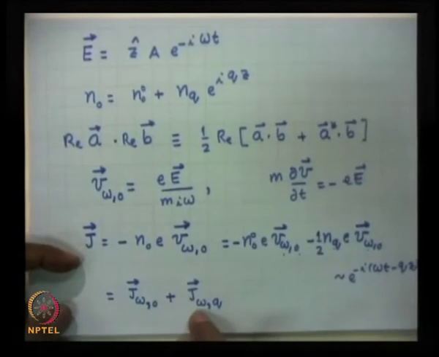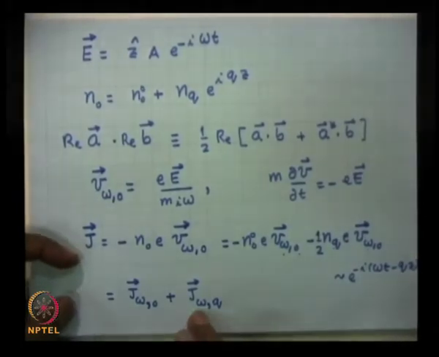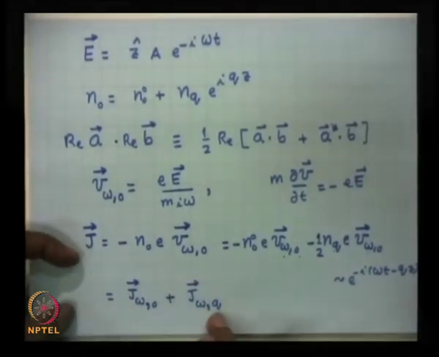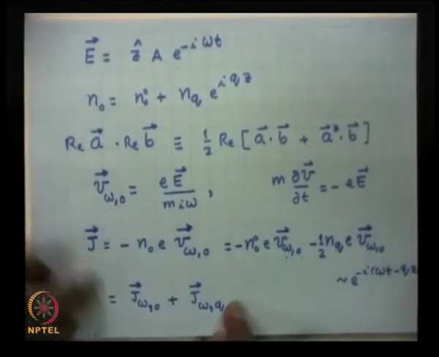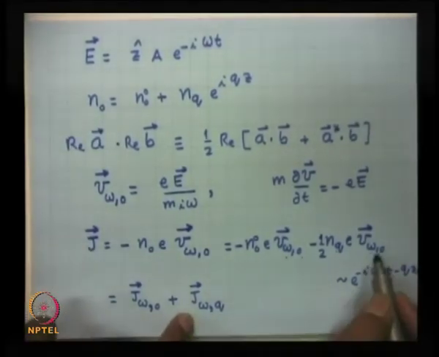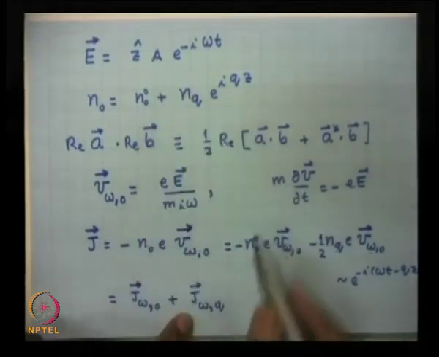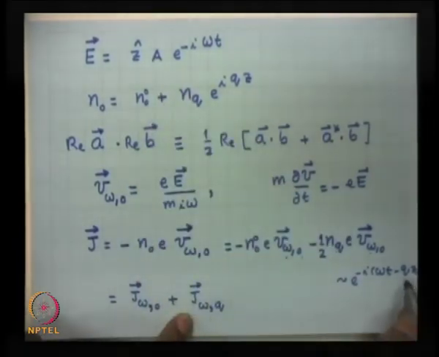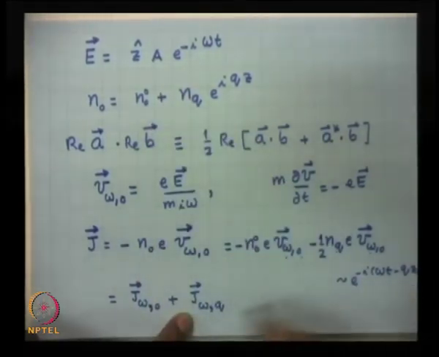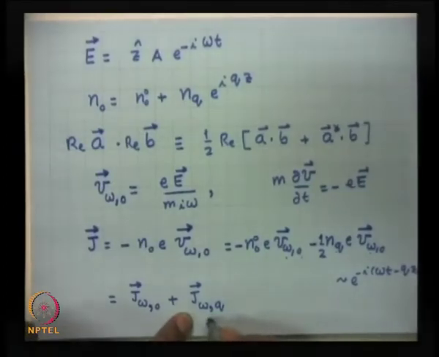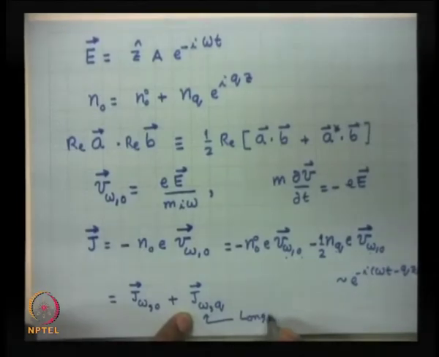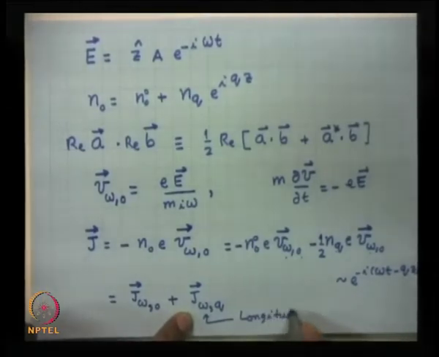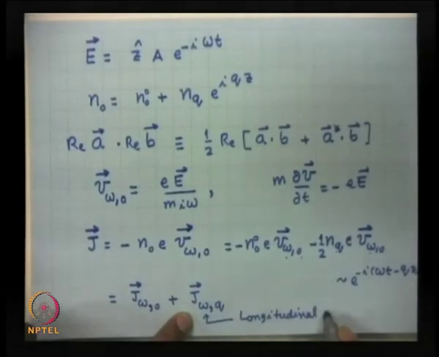Now, this is the term that will produce an electric field at omega frequency and q wave vector, and let us look at the direction of this. This J I have taken to be in the direction of v omega 0, which is in the z direction, and its q space variation is also in the z direction. This is called longitudinal current.